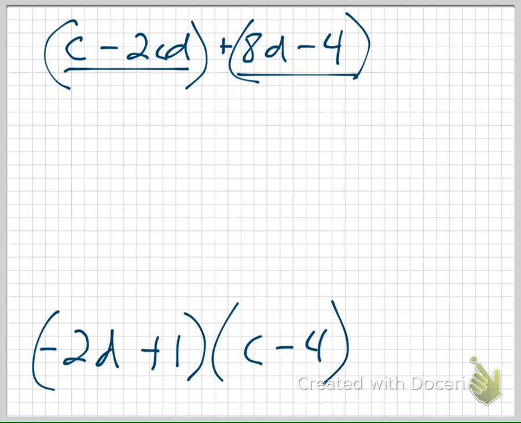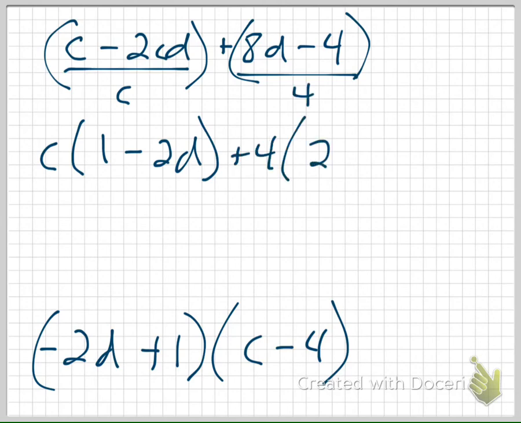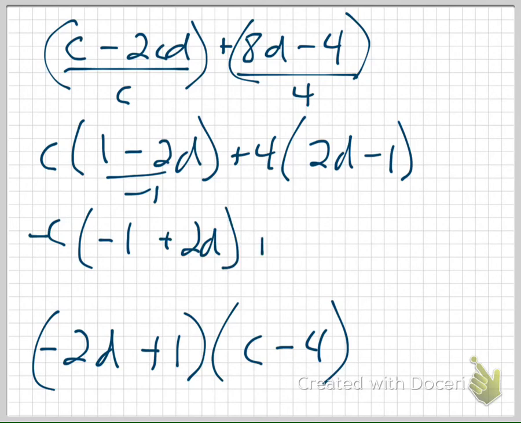So when you get to this point, you pull out a C. So it goes C times 1 minus 2D, right? And then you pull out a 4 here, so that leaves you with plus 4 times 2D minus 1, okay? And so here it said you switched this guy, right? Yeah. Okay, so then you pulled out a negative 1, so that makes this negative C, right? Negative C times negative 1 plus 2D plus 4 times 2D minus 1.